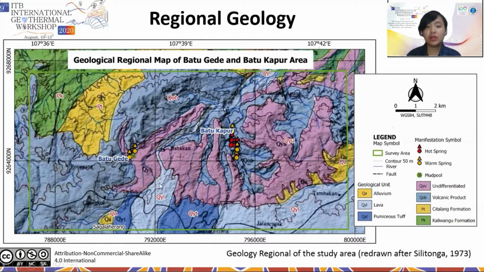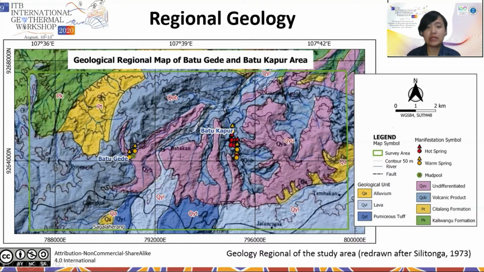Regional lithological units that are present in the study area from older to younger respectively are Kaliwangu Formation, Citalang Formation, older volcanic product pumiceous tuff, old volcanic product lava, and alluvium. In the southern part of the study area, less old volcanic product lava, pumiceous tuff, and older volcanic products. Undifferentiated young volcanic products are found in the middle area. These are eruption products of Tangkuban Perahu volcano located in the south of the study area. The northward area is dominated by Citalang and Kaliwangu Formation.